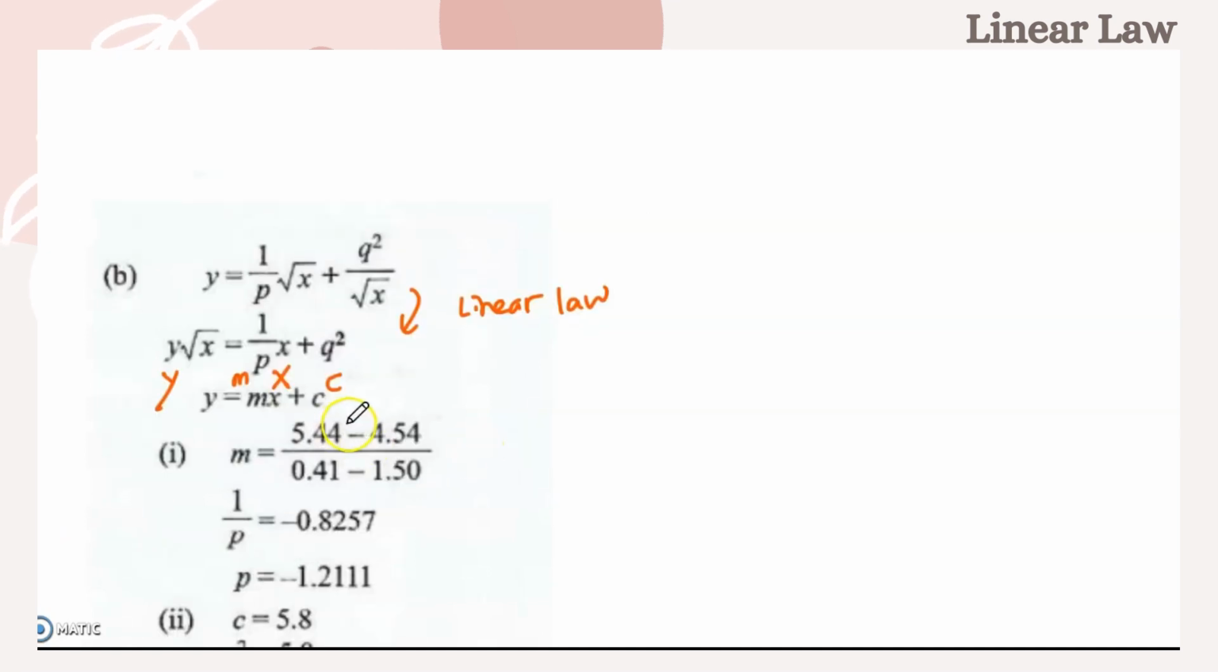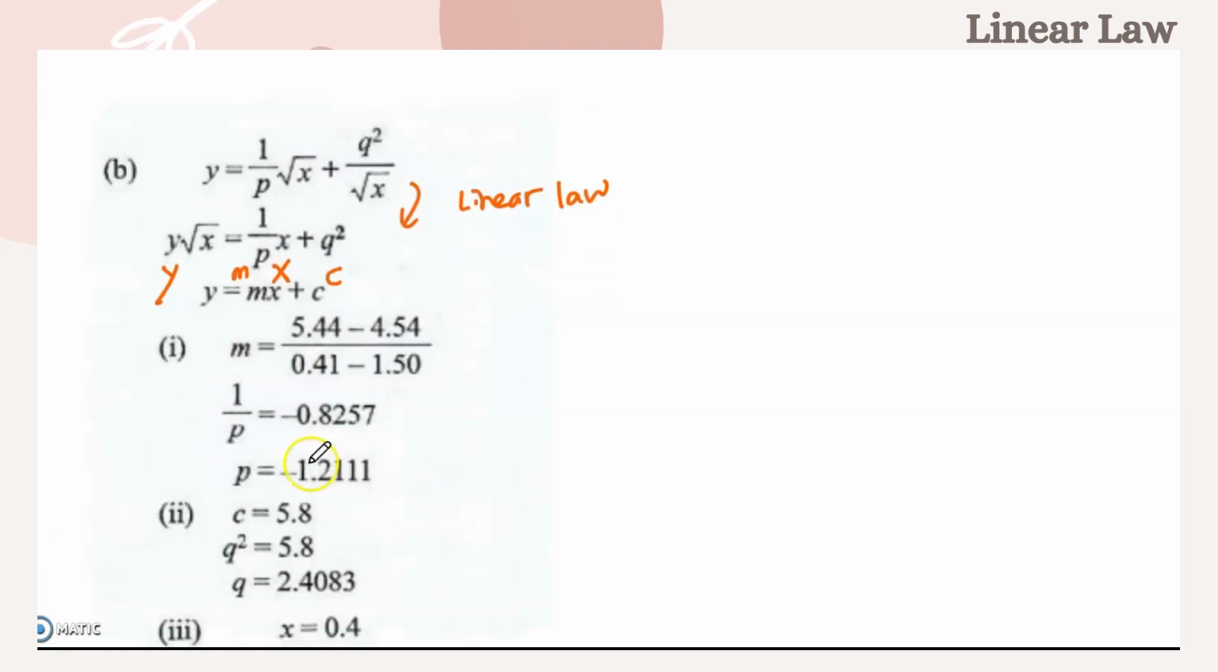Okay, so after we already have the linear equation, we go through one by one. First question asks the value for p. We can get the value for p from the value of gradient, since the gradient m is equal to 1 over p.